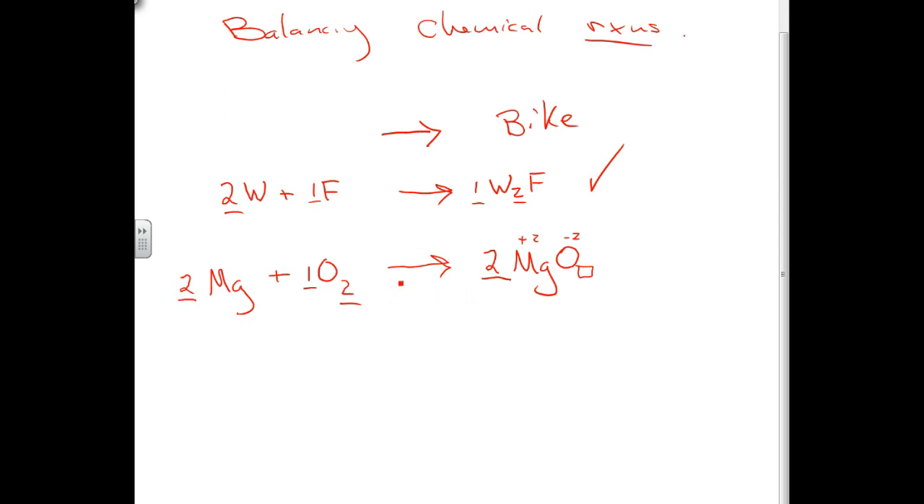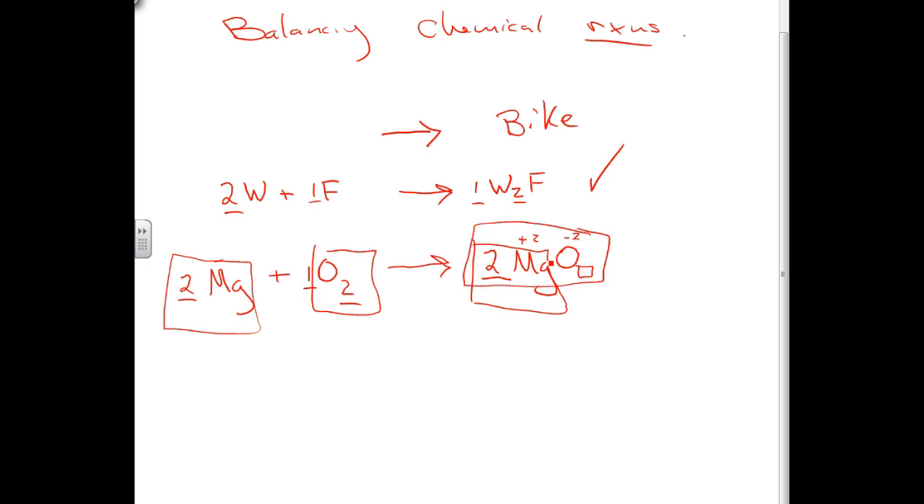Alright, so I would do one final check. 2 magnesiums, 2 magnesiums, 2 oxygens, and 2 oxygens. That would be considered balanced. We have to make sure the amount of matter is equal on both sides.